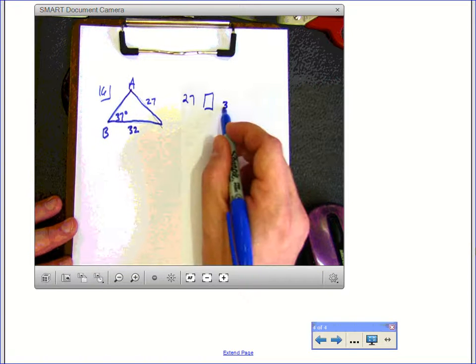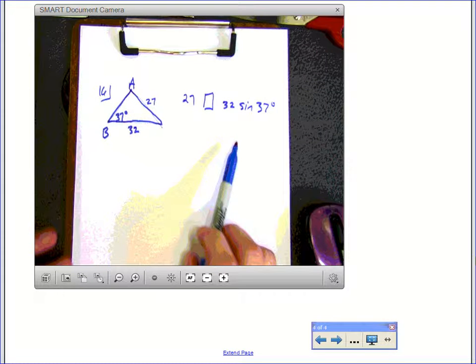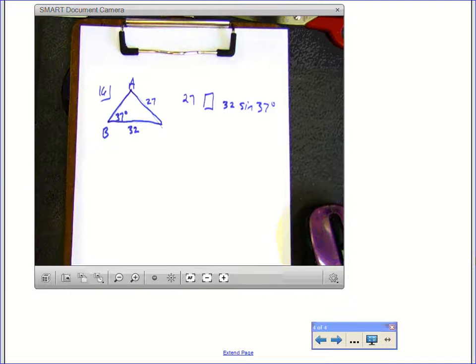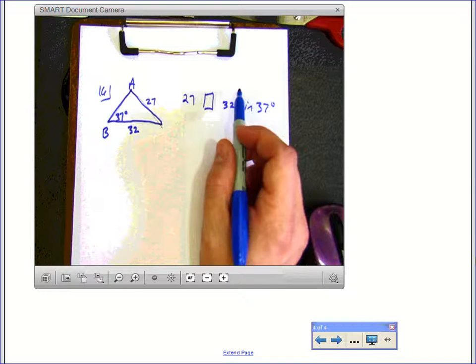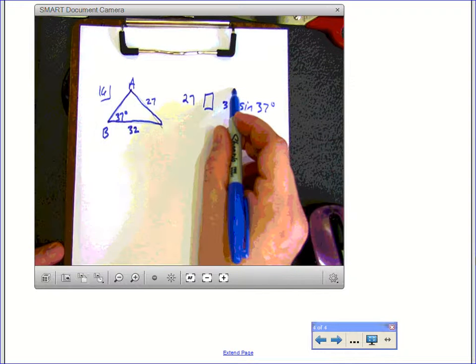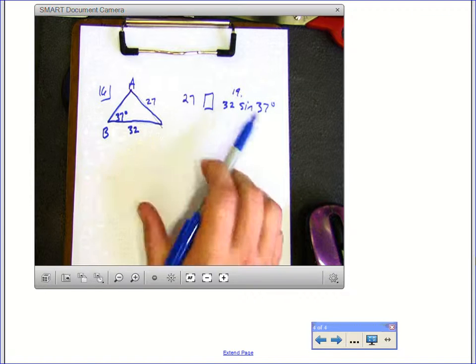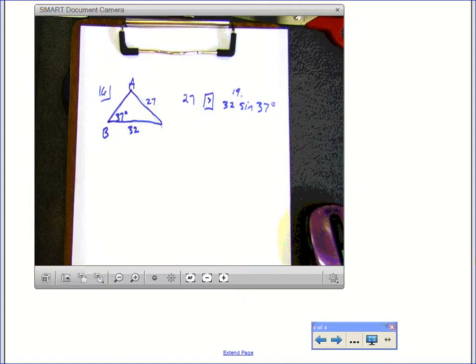32 times sine 37. Now, y'all calculate that for me. I think it's like 28.5 or something like that. I don't know. Oh, I'm sorry. It's what, 19 point something? 19 point something. So it really doesn't matter the point something. 27 is going to be greater than that, so that means it would be two triangles.